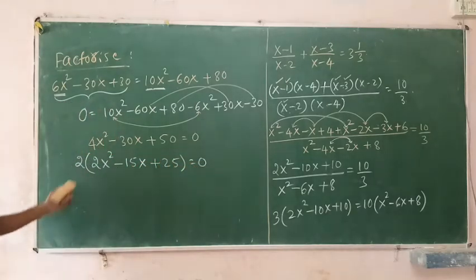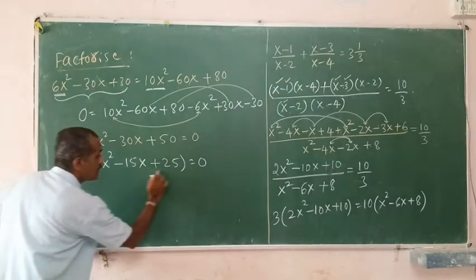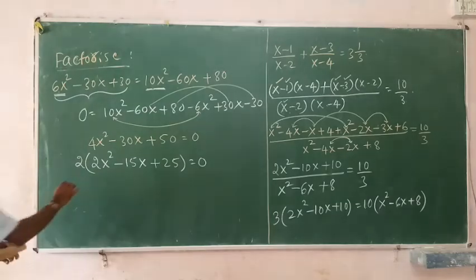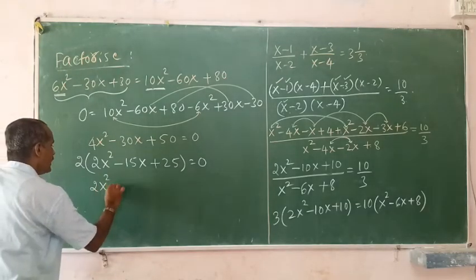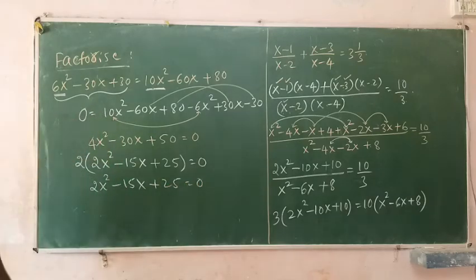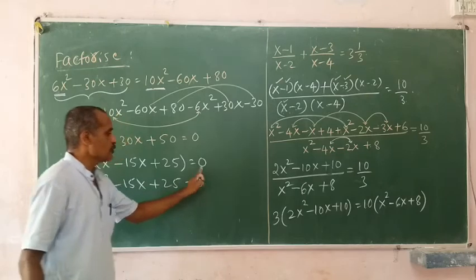Now again, where will this 2 go? The 2 will come here, divided by 2, and becomes 0. Well, this much is left out: 2x square minus 15x plus 25 is equal to 0. Again, don't ask where this 2 has gone. It has come here divided by 2, giving 0.